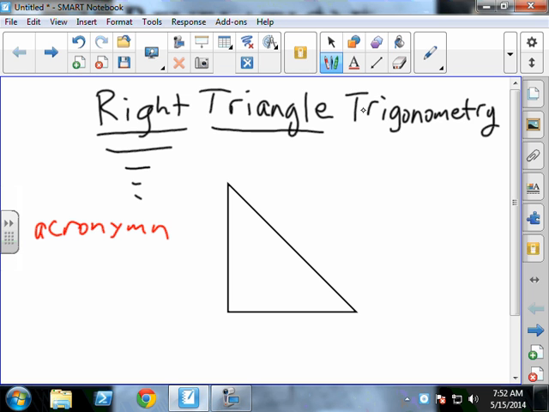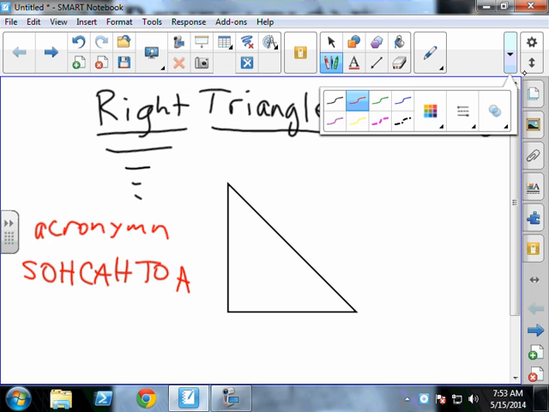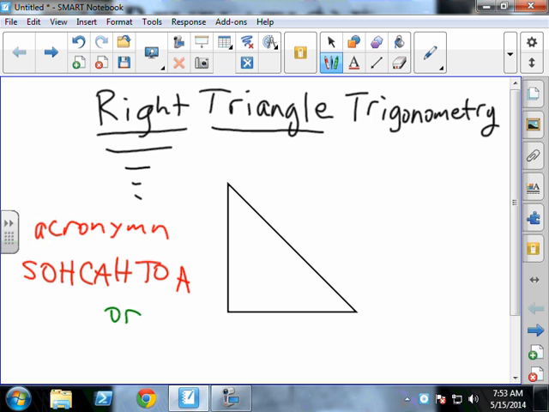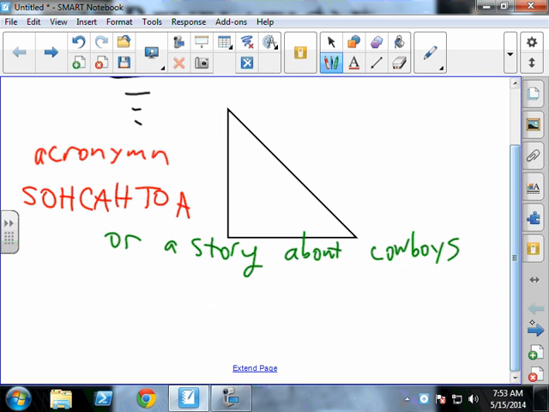That's an acronym. SOHCAHTOA. Or the story about cowboys. Let's learn what SOHCAHTOA stands for.